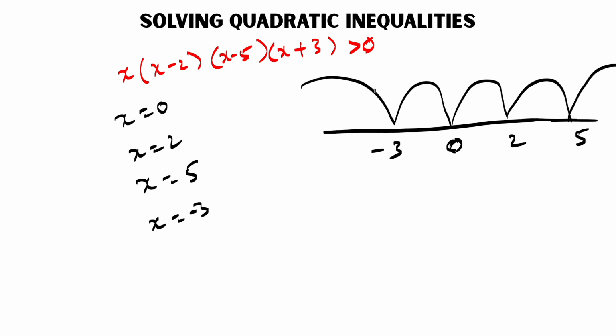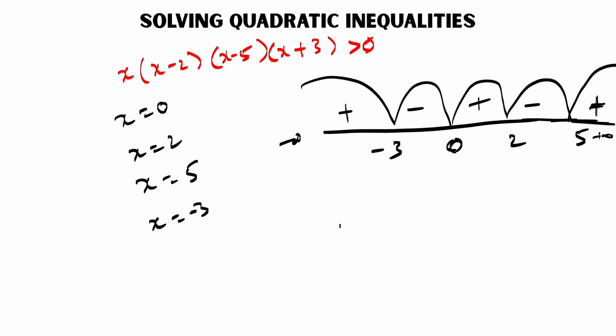So this is greater than 0, and from the rightmost side, the values that are after 5, this will be positive, and alternatively we can change the sign. If this is positive, this will be negative, and this is positive, this is negative, and this is positive. This will be minus infinity, this will be plus infinity.